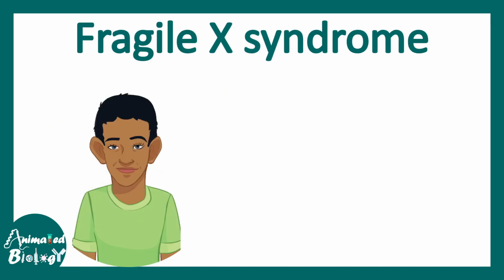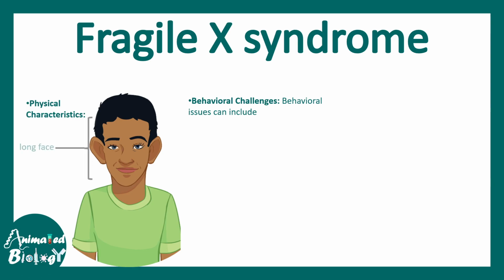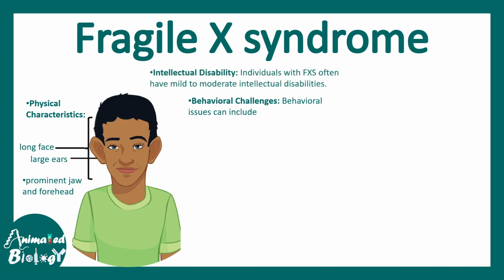Okay, let's talk about the distinct physical characteristics of Fragile X syndrome. There are several behavioral issues, but the physical characteristics are also distinct. Generally, these patients have a long face, abnormally large ears, and a prominent jaw and forehead. Intellectual disability, learning disabilities, and attention disorder are common in this particular disease. It's a very common intellectual disability disorder, just after Down syndrome.